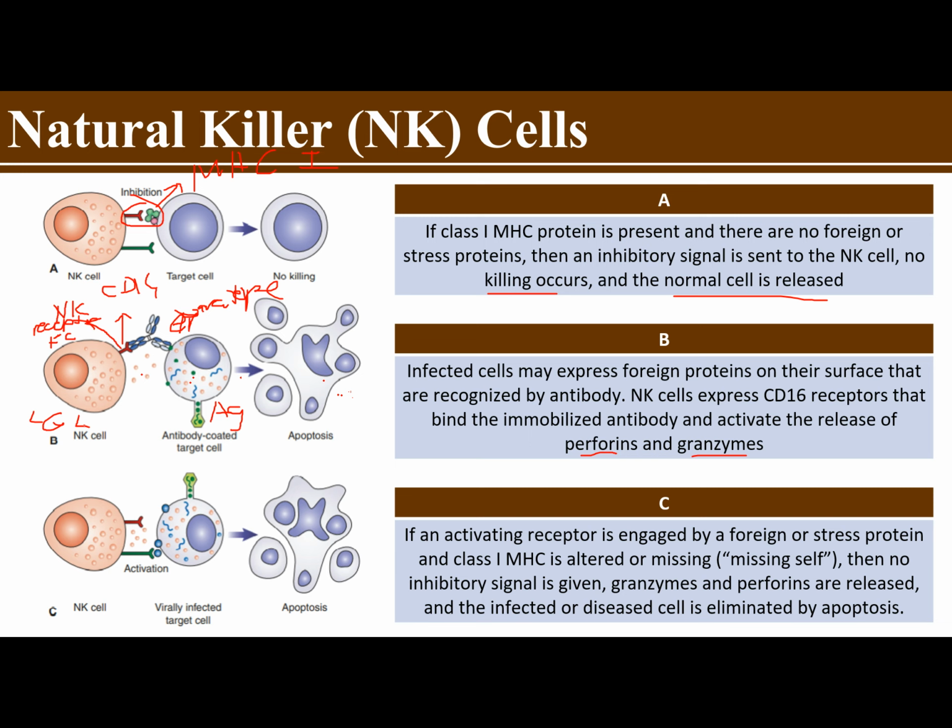Then another pathway is this letter C. If an activating receptor is engaged by a foreign or stress protein and class 1 MHC is altered or missing, let's say your class 1 MHC here is altered, lost, or missing, then no signal is given. No inhibition. There is no inhibition here. Then the granzymes and perforins are released and the infected or diseased cell is eliminated by apoptosis.